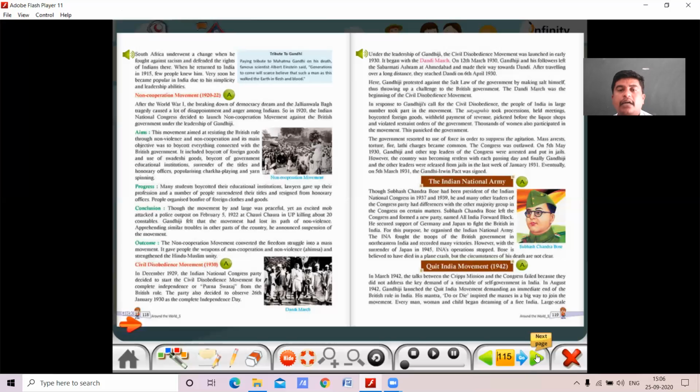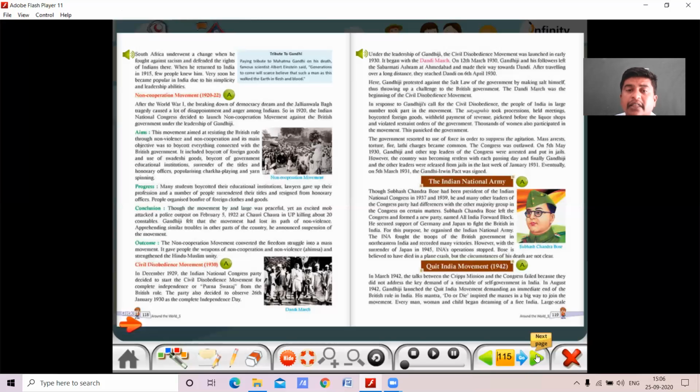Though the movement by and large was peaceful, the entire non-cooperation movement was carried out very peacefully through non-violence, dear students. An excited mob attacked a police outpost. When? In the year 1922 at Chauri Chaura. This is known as the Chauri Chaura incident in Uttar Pradesh. There, 20 constables were killed by the people who were gathered there.